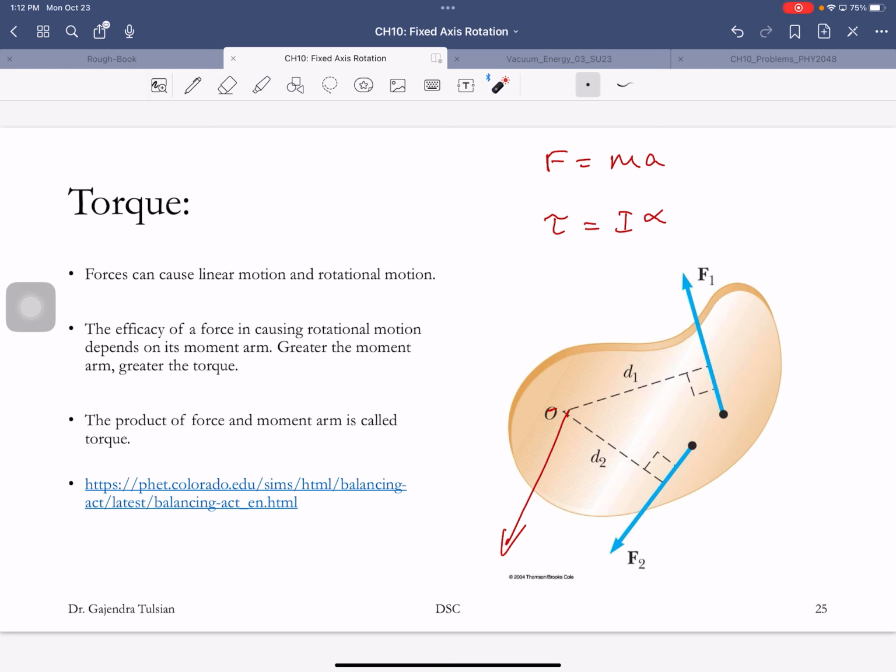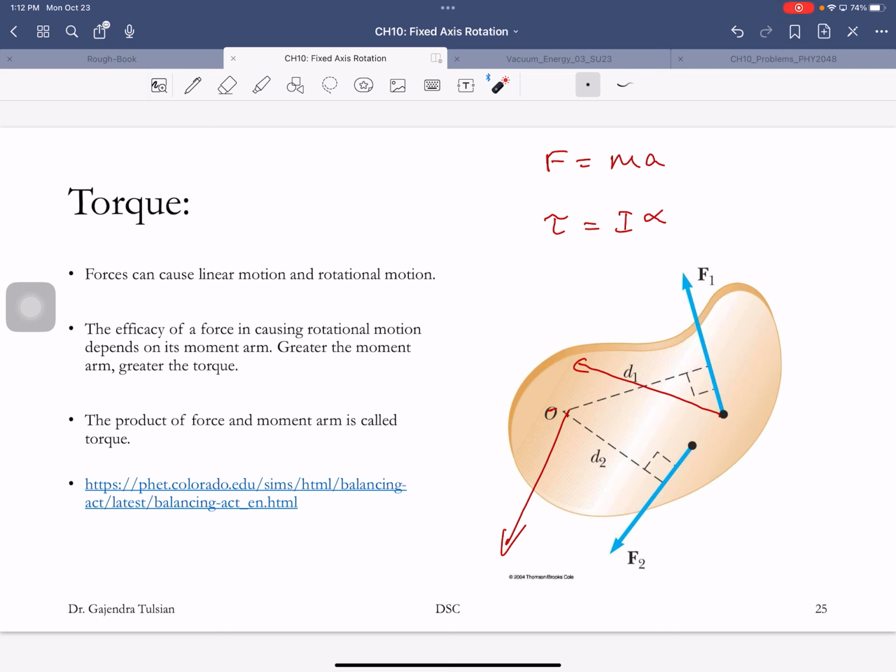You also know the following. Let's say I apply the same force, but I'll apply it in this direction. So let's say I apply 10 pounds in this direction, and I apply 10 pounds in this direction. Will it rotate with the same acceleration? No. Which will be greater, this one or this one? The first one will give a greater angular acceleration.